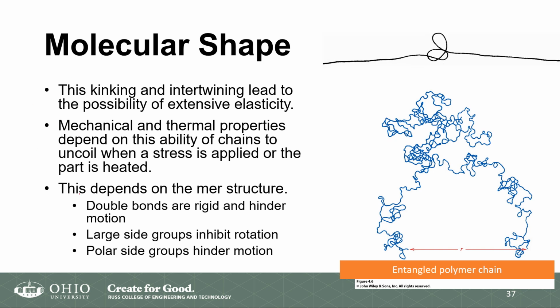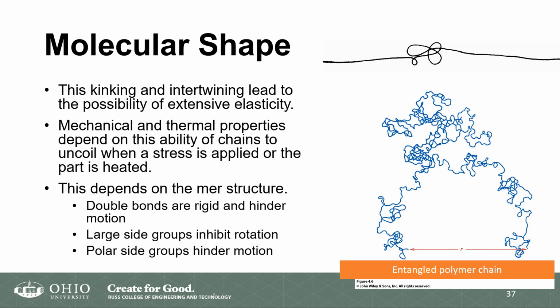And so in this sense, where it mentions that mechanical and thermal properties depend on the ability of this chain to uncoil, if you were to apply a stress, how much stress that material or polymer chain can handle is going to be based on how well it would go from something like these blue curls to this black long chain.